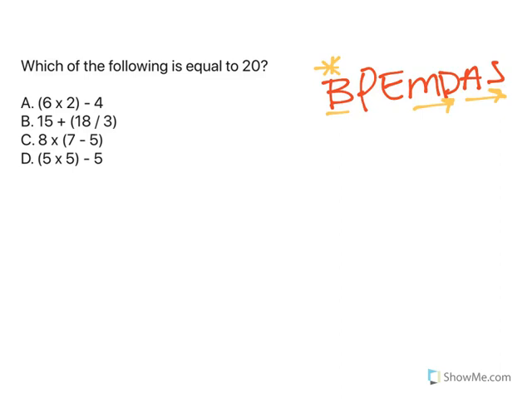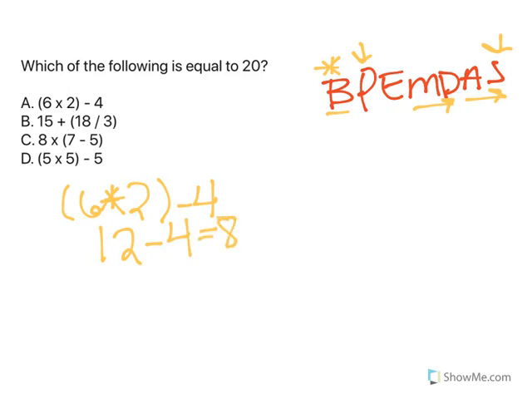So our first question here says, which of the following is equal to 20? And then they give us 4 different expressions. So the way that we're going to do this is we're going to solve each of them. If we look at A, we have 6 times (2 minus 4). Again, looking at my PEMDAS, I need to do what's in the parentheses first before I can do this subtraction that I have here. So 6 times 2 is 12, and then 12 minus 4 equals 8. So it is not A.